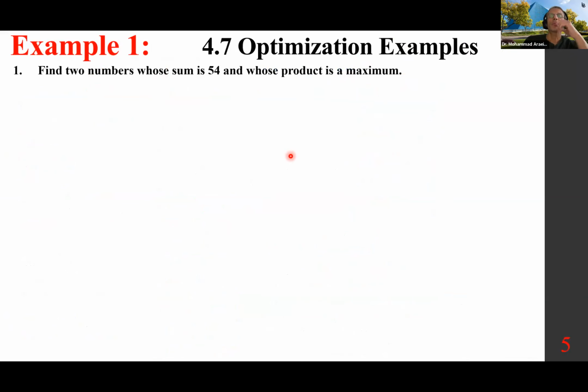The concept of optimization is about maximizing and minimizing things. For example, you want to maximize profit, you want to minimize cost. So, for example, find two numbers whose sum is 54 and whose product is a maximum. You look for the objective function, maximize P, which is x times y. We are assuming the numbers are x and y. And the constraint is that they must add up to 54. x plus y is 54.